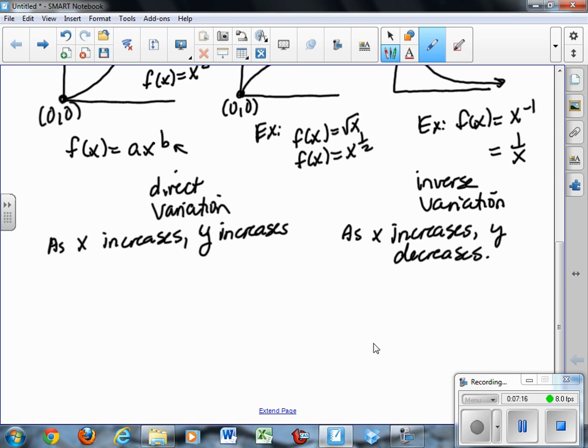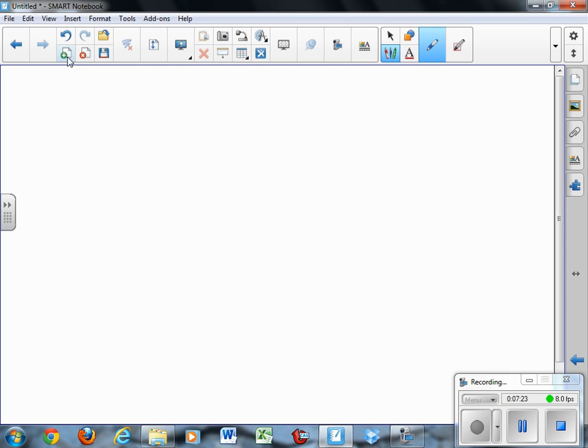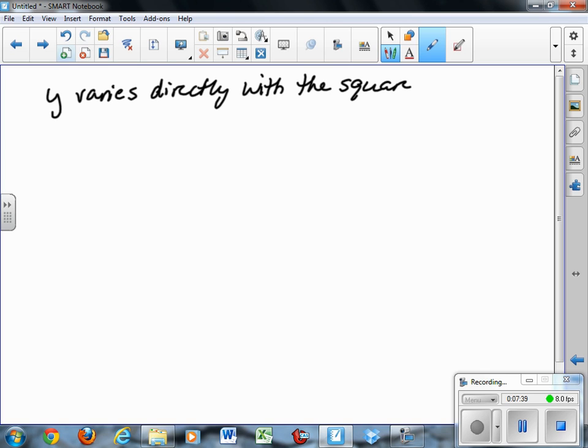That's why it's called inverse variation. Now I want to build on that a little bit more and talk about some of the phrases associated with power functions. Let's start with y varies directly with x. Y varies directly with x means that we have this function, y, or f of x, equals some constant times x.